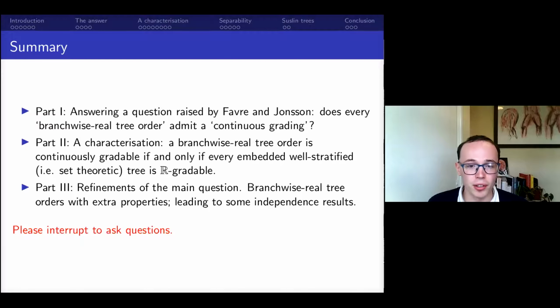And then finally, in the third part, this characterization is put to work, answering various refinements of the main question raised in the first part. So this is where we look for branchwise-real tree orders with additional properties and ask whether or not they can be continuously graded. And some of these questions will lead to some independence results. But throughout, please do interrupt if something is not clear, if you have any questions.